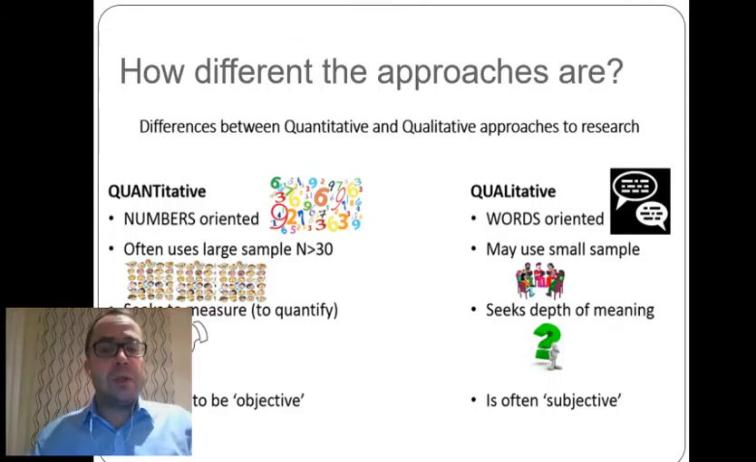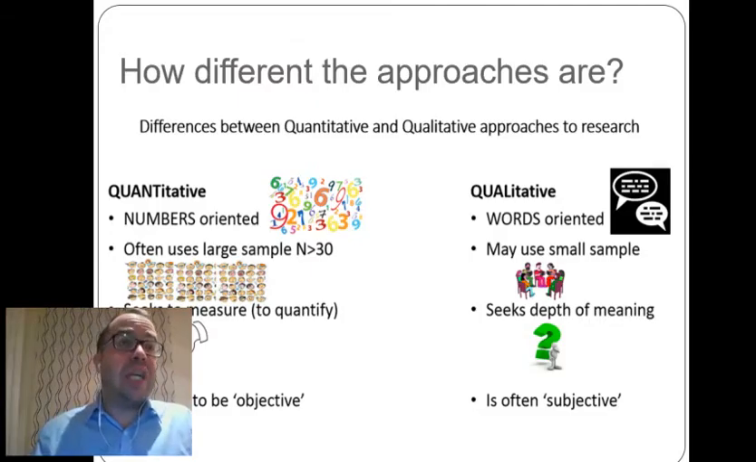You can still use a sample, but that will be relatively small, maybe like a focus group of, let's say, 5 or 6 people. You would really need to look into the depth of meaning when we talk about attitudes, relationships, and so on and so forth. And qualitative research sometimes is treated as more subjective rather than objective, so that there is a high element of subjectivity in your approach.